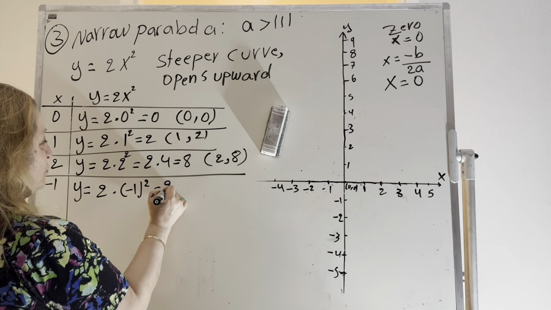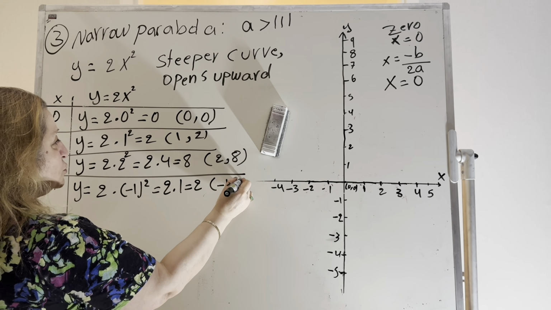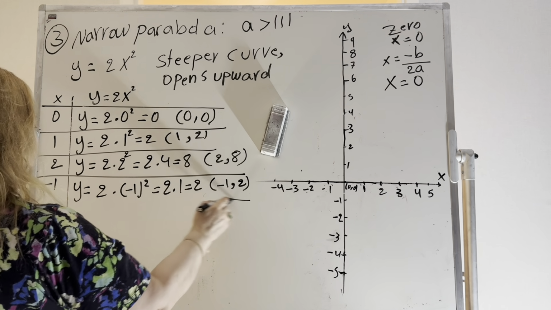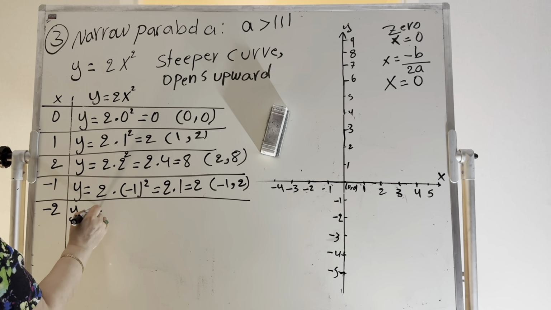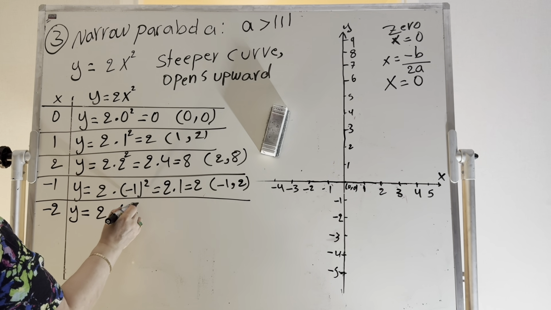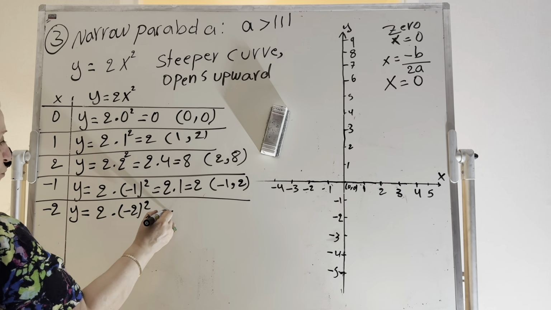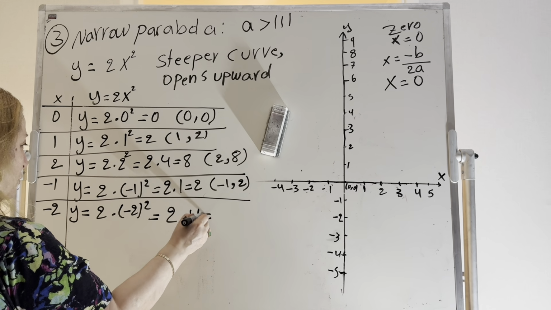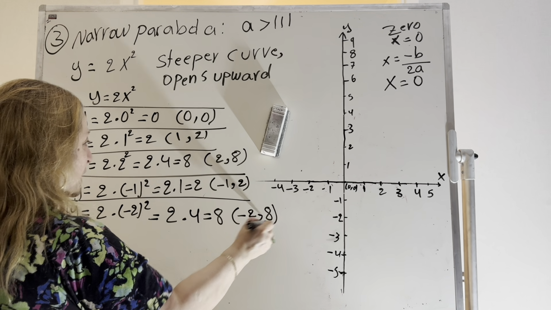So 2 by 1 equals 2. So when x equals minus 1, y equals 2. And when x equals minus 2, y equals 2 by minus 2 squared, and this equals 2 by 4 equals 8. When x equals minus 2, y equals 8.